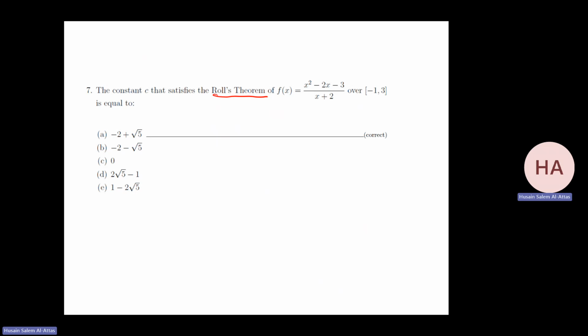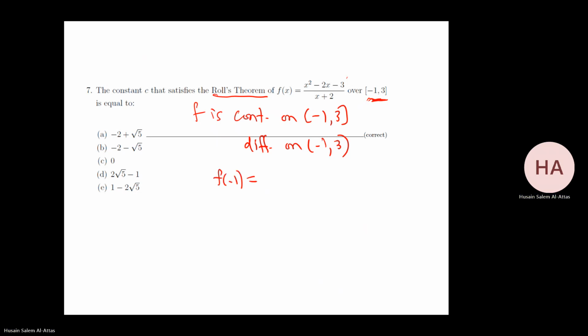You remember Rolle's theorem saying what? The function is continuous in this interval. Since minus 2 is not part of this, f is continuous in this interval, and differentiable in the open interval. And f of minus 1 will be what? 1 plus 2 minus 3, that will be 0. And f of 3 will be what? 9 minus 6 minus 3, which is 0 also. So the Rolle's theorem conditions are satisfied.